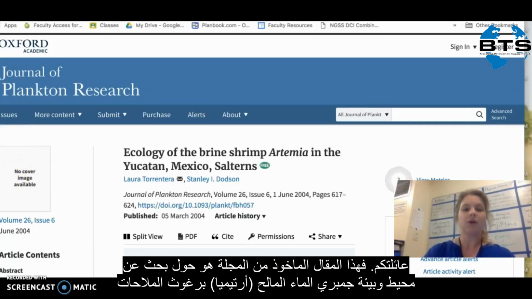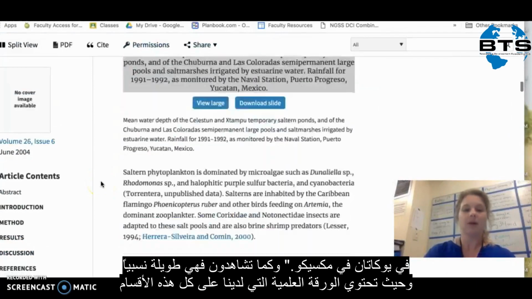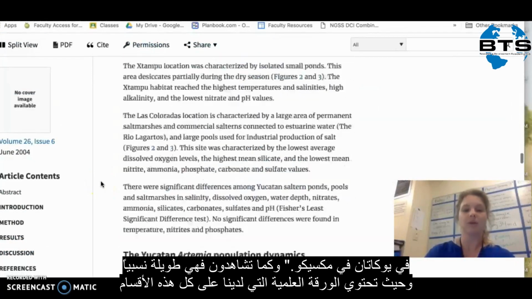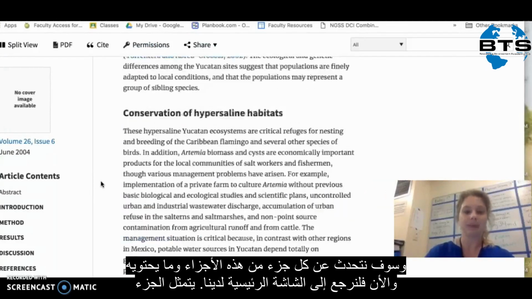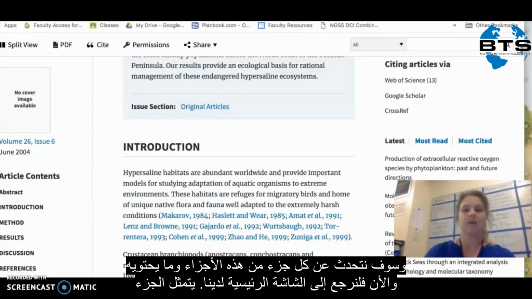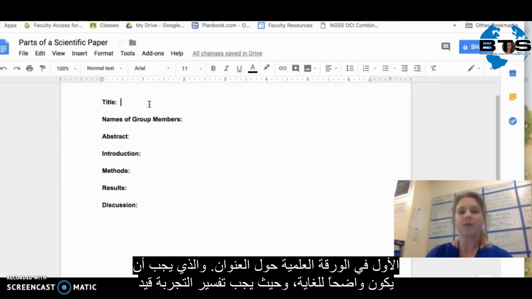So this journal article was from a study on the ecology of brine shrimp in the Yucatan of Mexico. And if you can look, it's quite long, and we have these different parts in our paper that I'm going to be talking about, what goes in each part. So going back to our main screen, the first part of your scientific paper is your title.